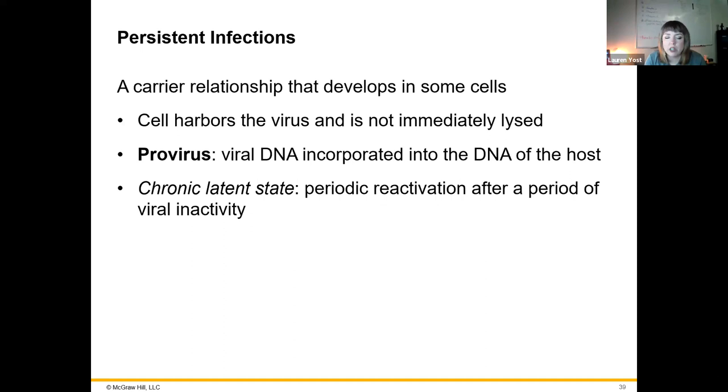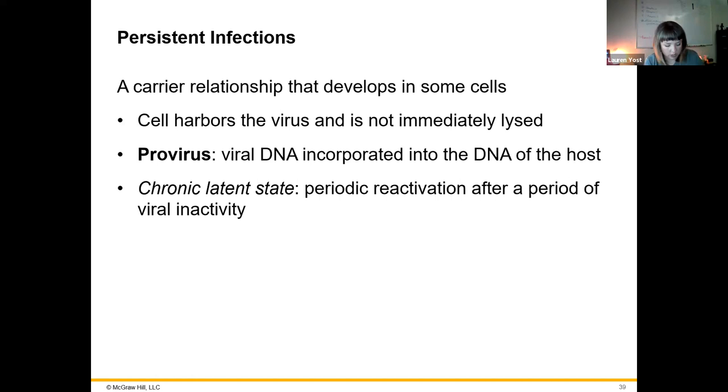So we have that too, where we can get infected by a virus and it will insert its DNA into our genome and make its little home there. And that is a provirus when it does that. And that can lead to a latent state of infection. A lot of times, if you have a chronic latent state, you get infected and then many, many years later, that virus can come back out of hiding from within that host genome. And that's what we see with shingles. So that's a good example.